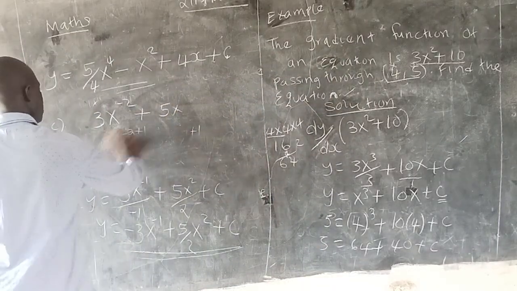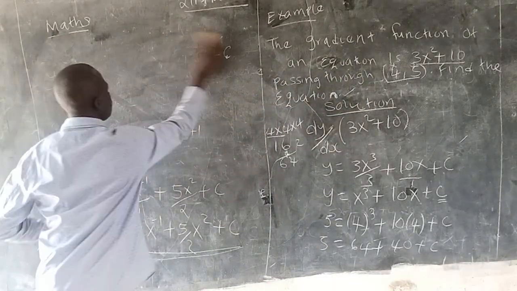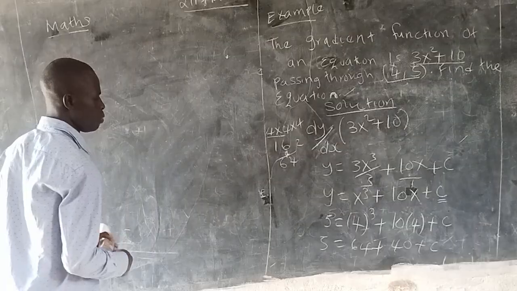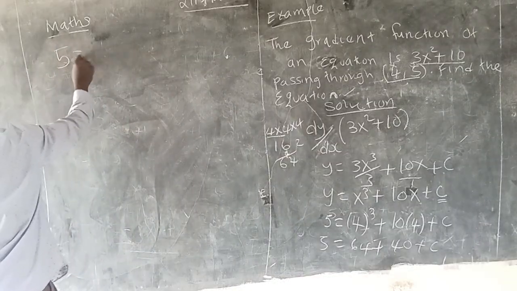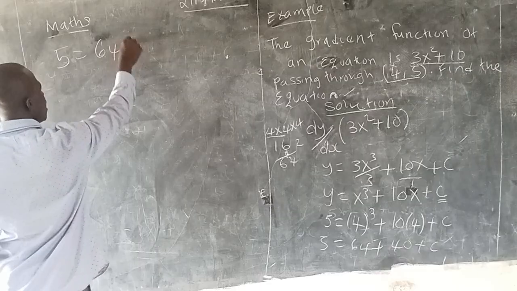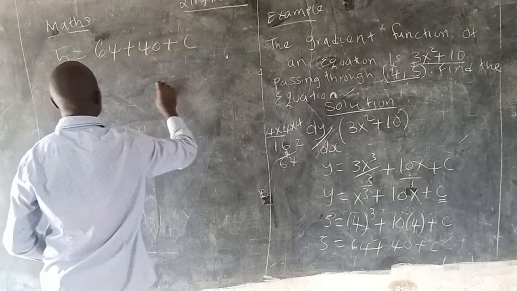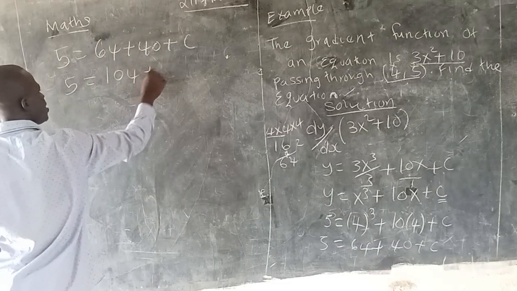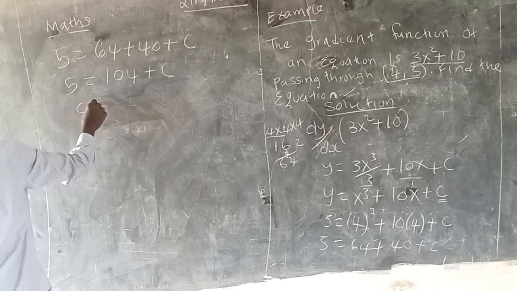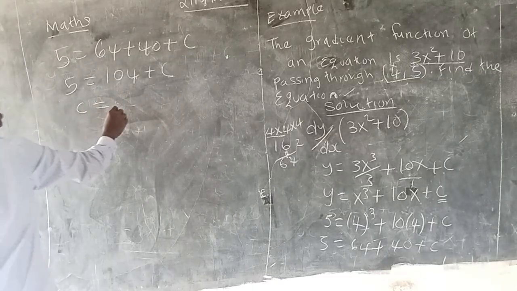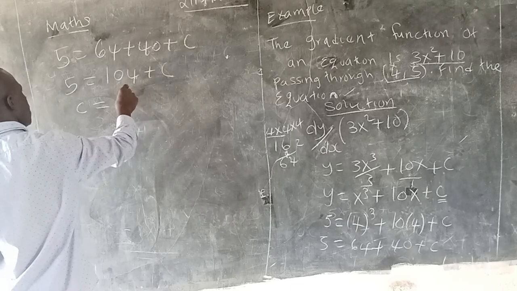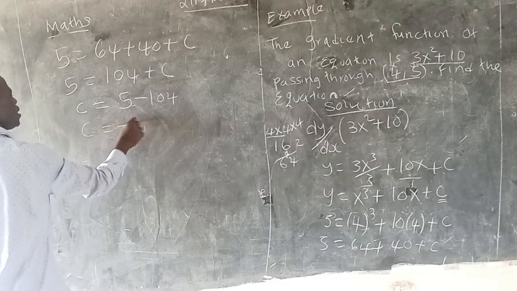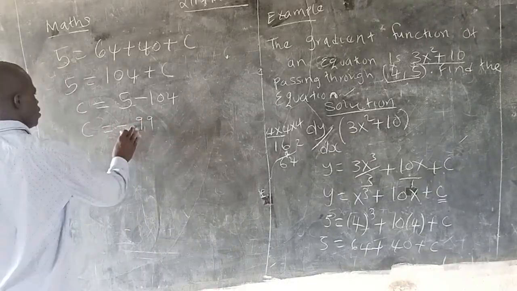So we need to get the value of c at that point. The value of c will become very simple. We say that 5 equal to 64 plus 40 plus c. So this is 5 equal to 104 plus c. So it means that c equal to, remember this one goes to the other side, so it becomes 5 minus 104. So c equal to negative 99. That's the value of c, students.